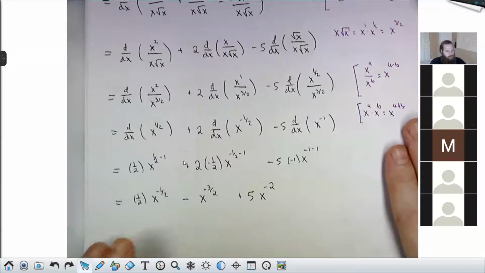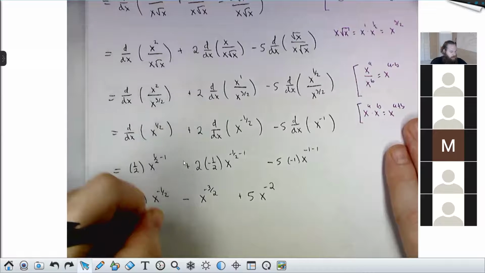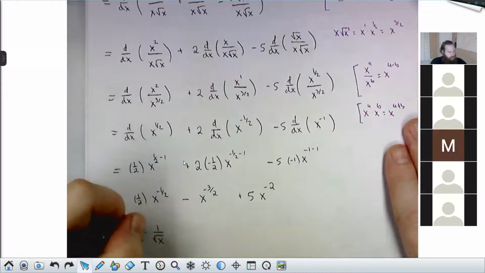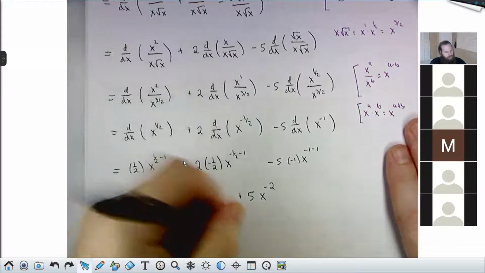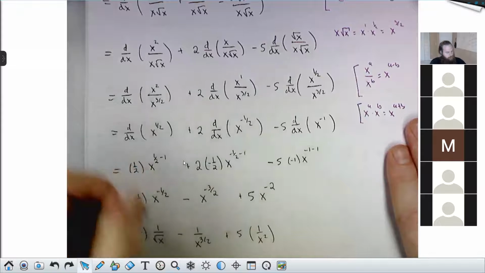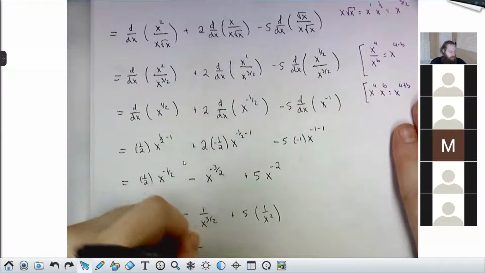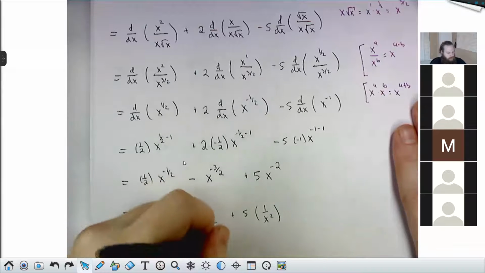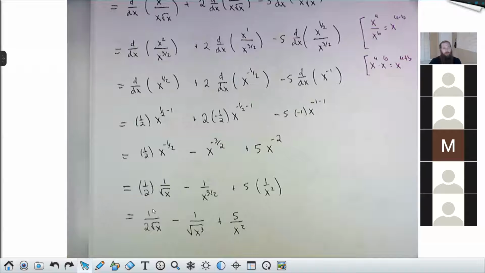And again, we could rewrite these a little bit more nicely without any weird powers. This is 1 half times 1 over the square root of x, minus 1 over x to the 3 halves, plus 5 times 1 over x squared. And if you want to, you can go a little further. This is 1 over 2 square roots of x, minus 1 over the square root of x cubed, plus 5 over x squared. If you're really feeling like it, you could even have a common denominator and put these back into a single fraction. I don't think that's worth doing.